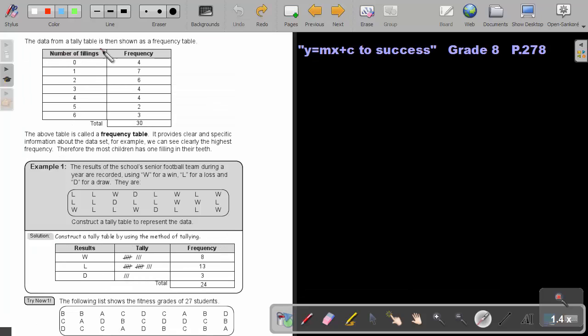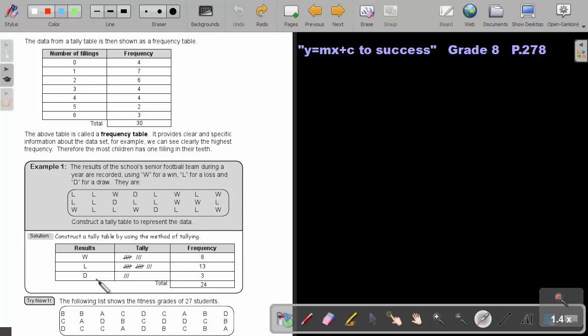The data from a tally is then shown as a frequency table. So this is now a frequency table. And there is the difference. So there are 4 people with no fillings, 7 people with 1 filling, and so on. The above table is called a frequency table. It provides clear and specific information about the data set. For example, we can see clearly the highest frequency. Therefore, most children have 1 filling in their teeth. Can you see? Look, there's the highest. And it's just 1 filling.